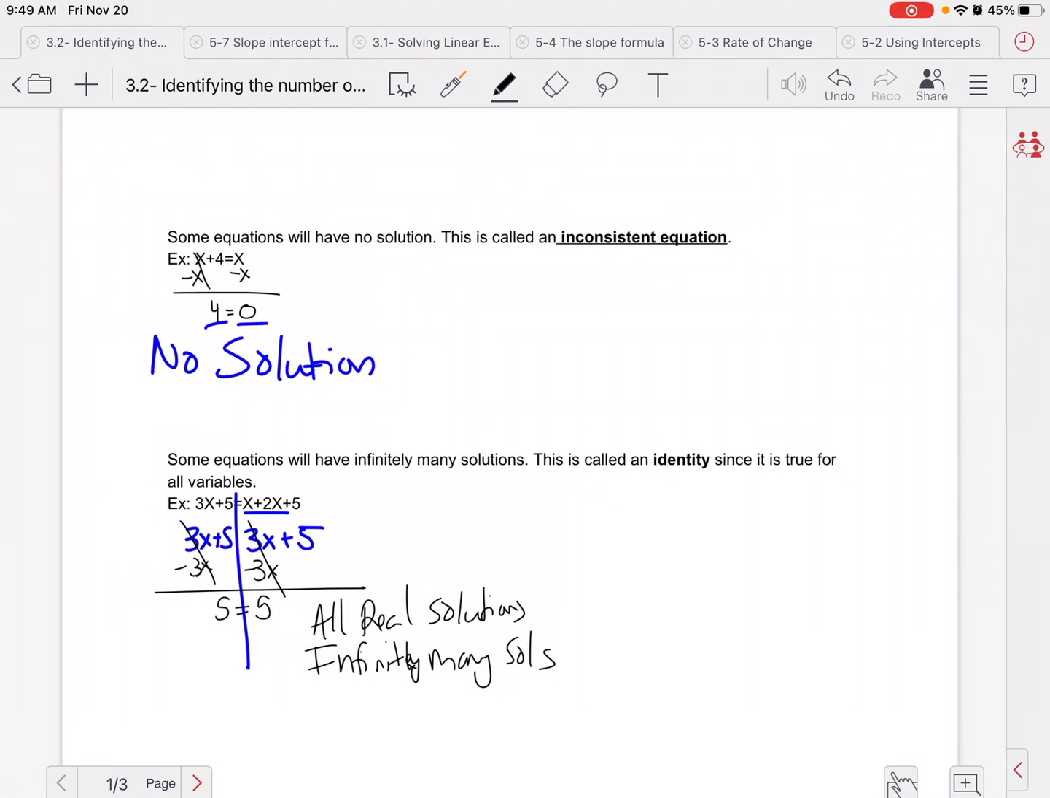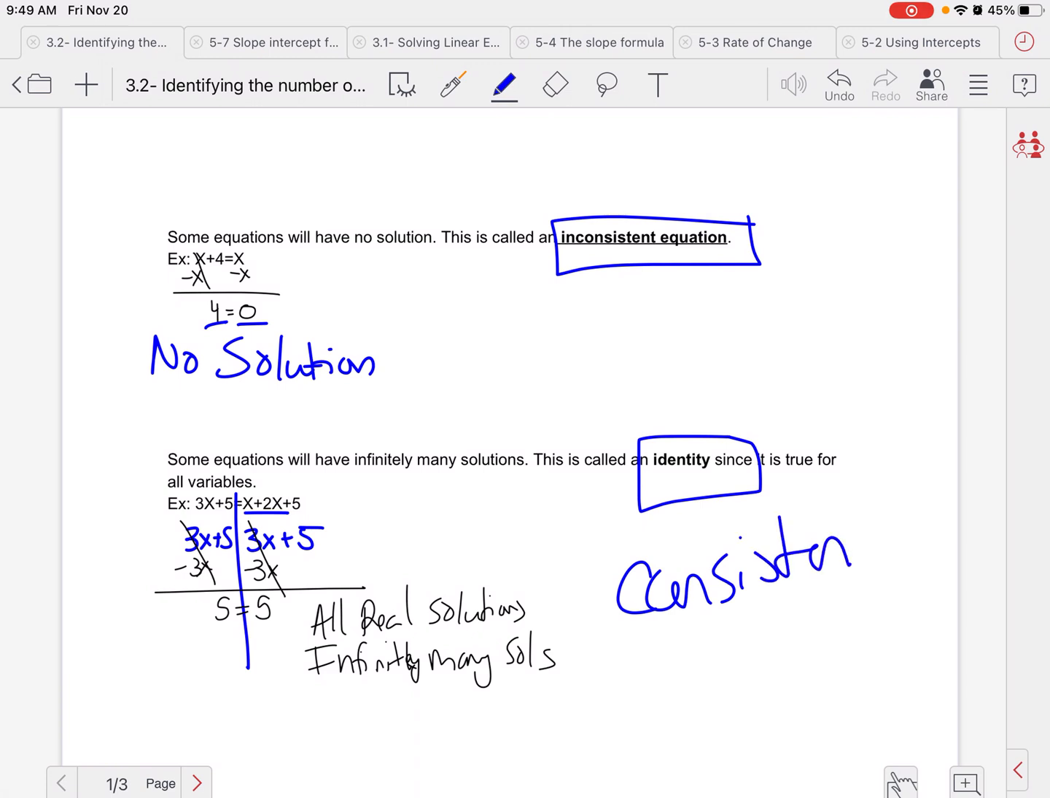And another word for these, no solution is inconsistent, and infinitely many is what we call the identity. Okay? Or it might be called consistent sometimes. Okay, so you might see some of those words on your bookwork today, so just be prepared for that, okay? So our options are one solution, no solution, or infinitely many solutions for a one variable equation.